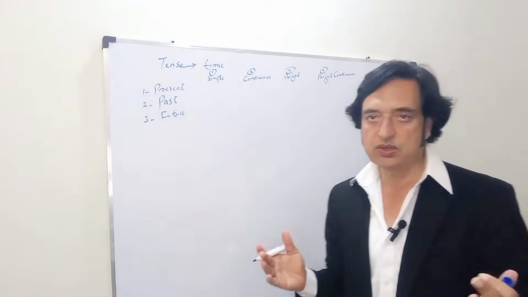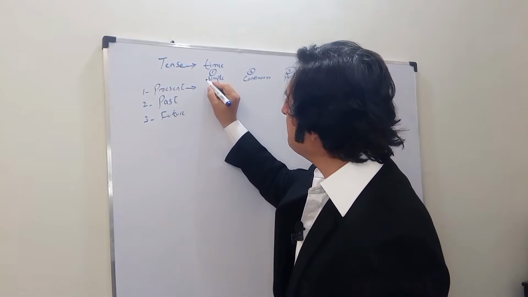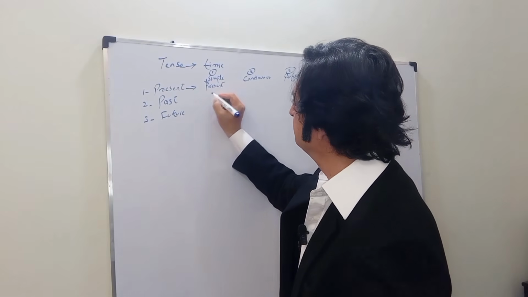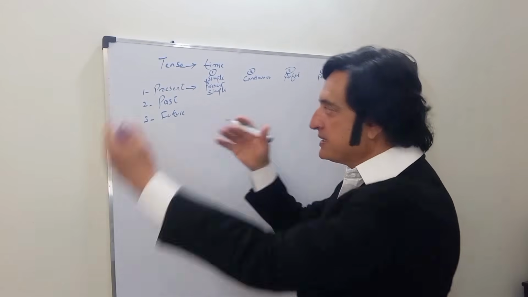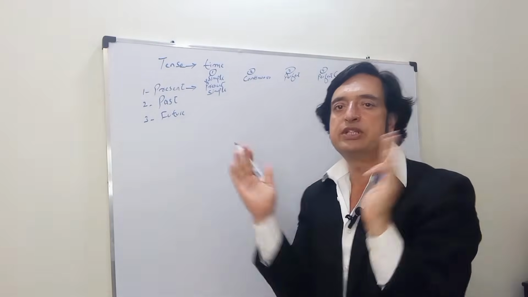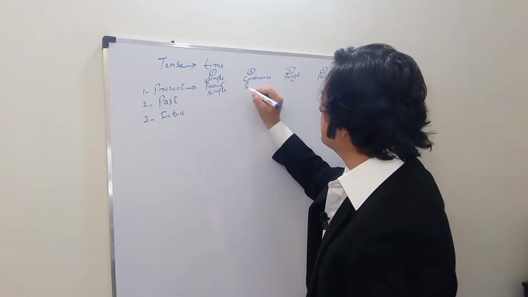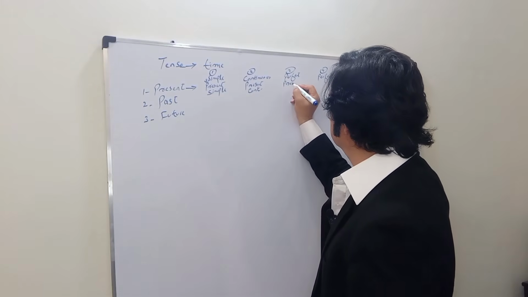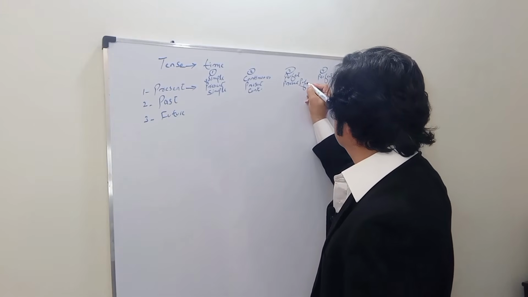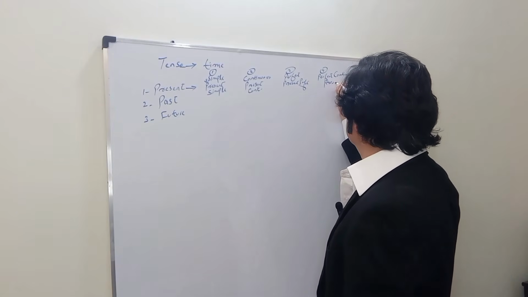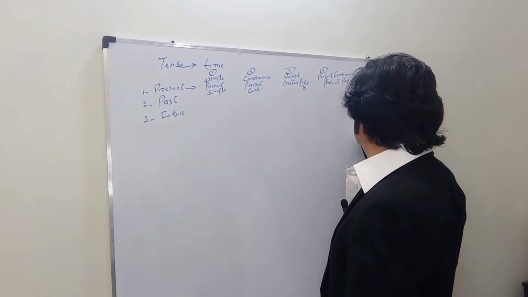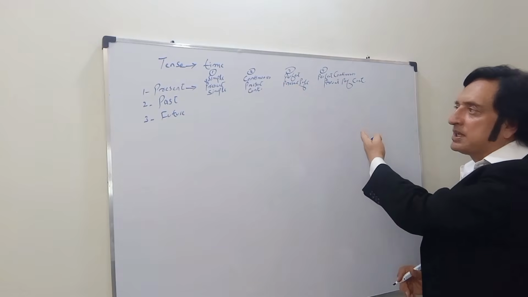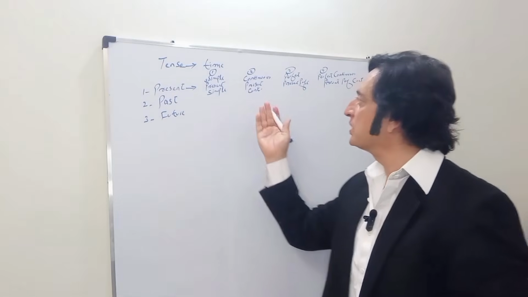So what happens is, when the present time combines with the simple aspect, this becomes the present simple tense. Likewise, present continuous, present perfect, present perfect continuous. Likewise, past simple, past continuous, past perfect, past perfect continuous, future simple, future continuous.